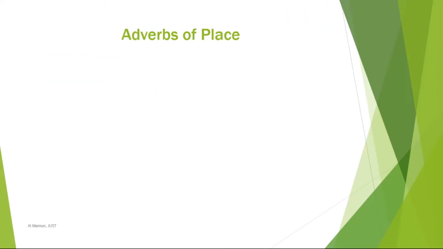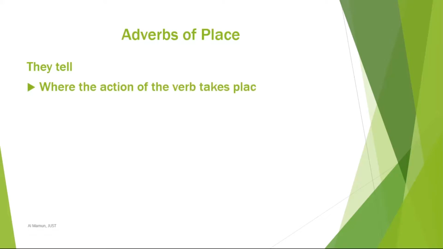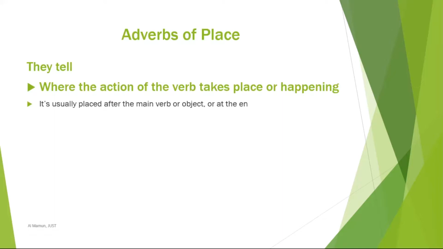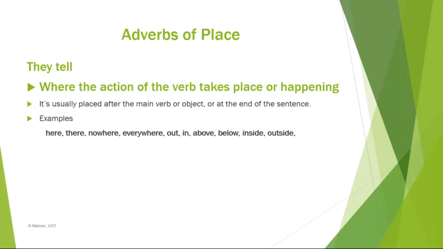Adverbs of place. They tell where the action of the verb takes place or happens. It's usually placed after the main verb or object or at the end of a sentence. Examples: here, there, nowhere, everywhere, out, in, above, below, inside, outside, into.